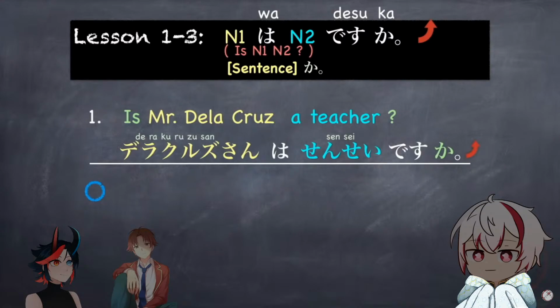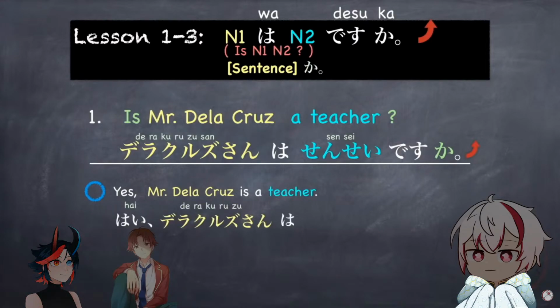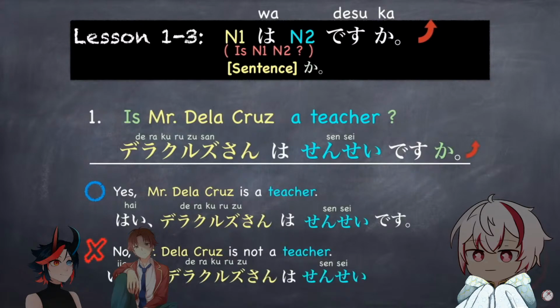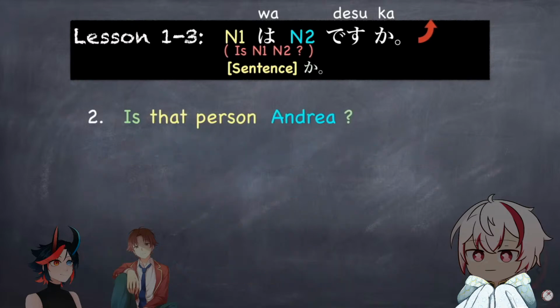Of course we answer this either by yes or no. Yes, Mr. De La Cruz is a teacher. Yes is hai. And then we just repeat our sentence above. De La Cruz-san wa sensei desu. So that's how we answer this question if it's a yes. If it's a no, the full sentence is no, Mr. De La Cruz is not a teacher. Iie, De La Cruz-san wa sensei ja arimasen. So using our grammar point number 2, we are stating that Mr. De La Cruz is not a teacher. Let's take a look.